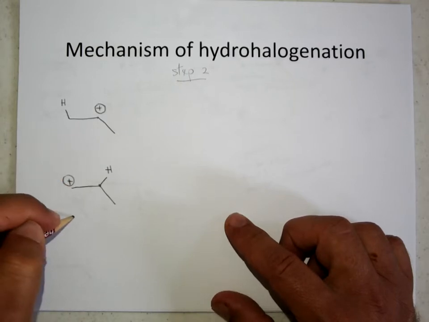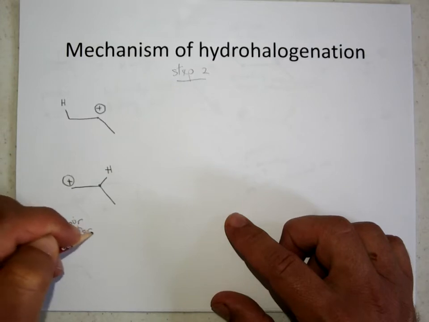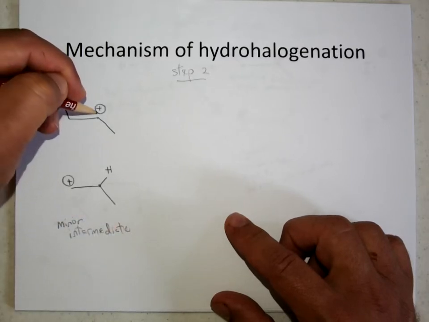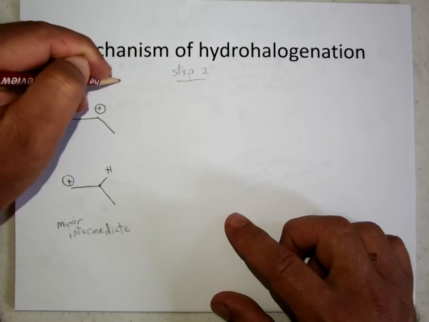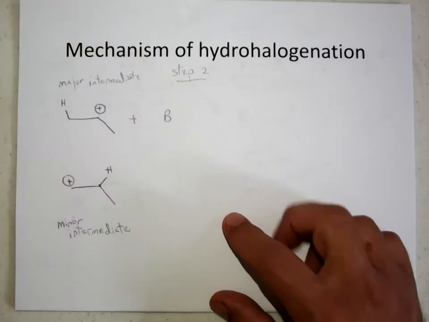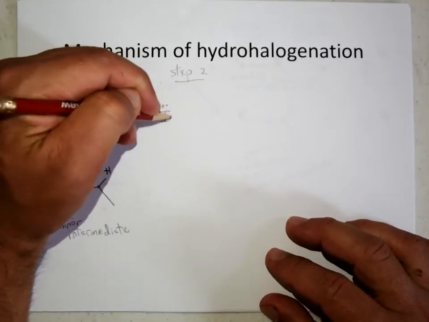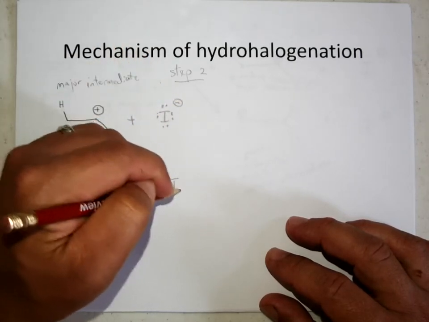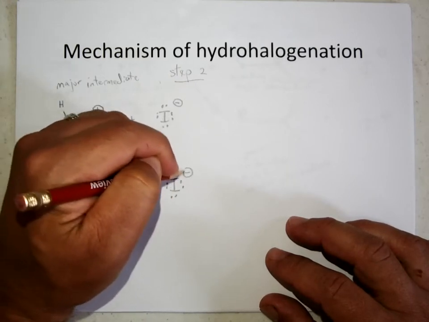And since the primary carbocation is much less stable, this is going to be the minor intermediate, and you're going to get less of that. Whereas the secondary carbocation is more stable, so that'll be your major intermediate, and you'll get more of that. And what you also had present in the reaction mixture is the halogen. In this case we used hydroiodic acid, so you'll have some iodine present. Regardless of which carbocation is formed, one of the byproducts of the first step is the iodide.